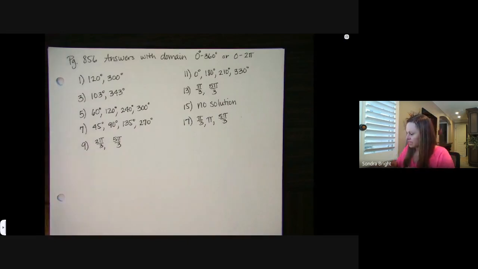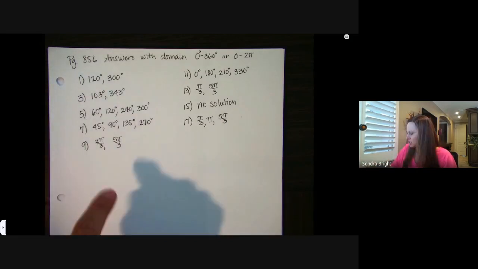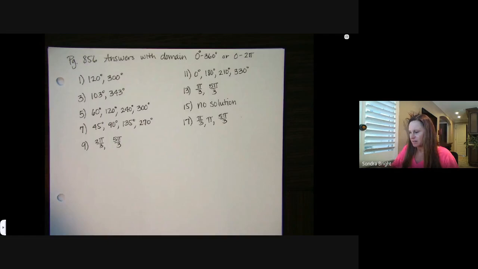Here's the answers to your homework. It's 1 through 17 odd. But I want you to do this domain so that way you can just double check what it is. The book does some funky domains on that thing, and you don't need to do that. Okay.